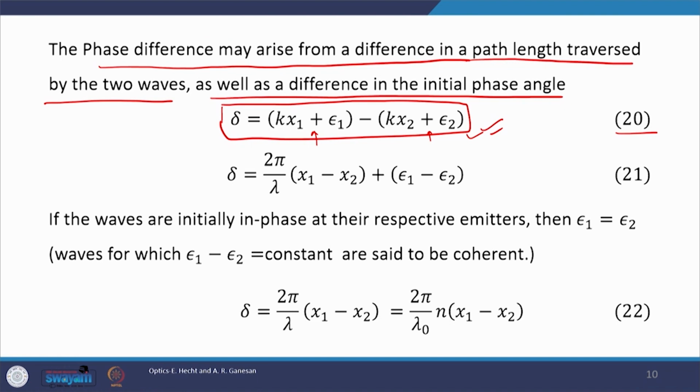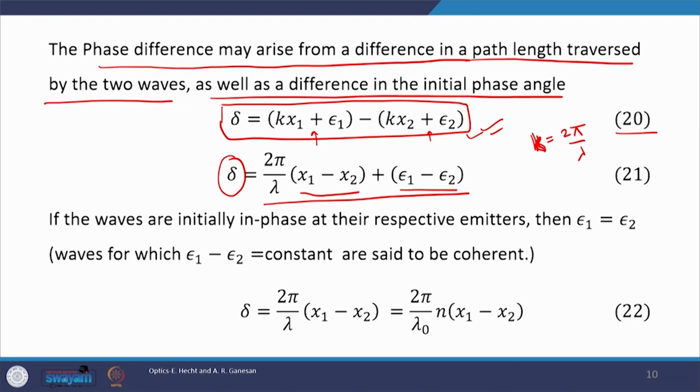Now, what is k? K is wave number, and the expression for the wave number k is 2 pi by lambda. We know k is equal to 2 pi by lambda. We will substitute for this expression of k in equation number 20, and this gives us equation number 21. Now, in this expression of del, the first term arises due to difference in x1 and x2, and second term arises due to difference in epsilon 1 and epsilon 2. What is x1 minus x2? x1 minus x2 is nothing but path length difference.